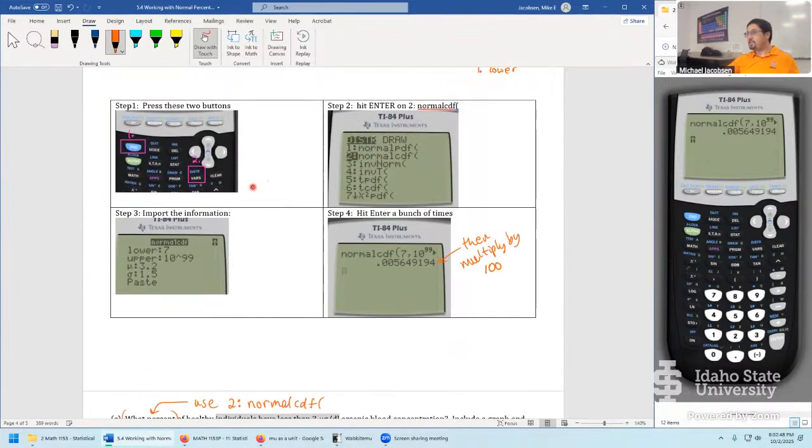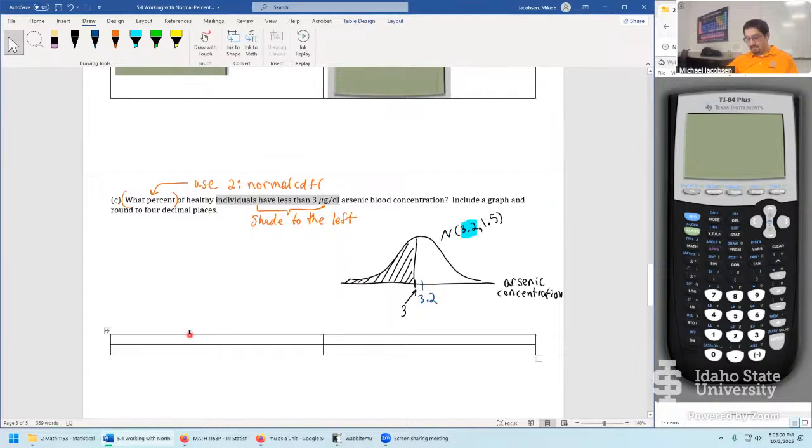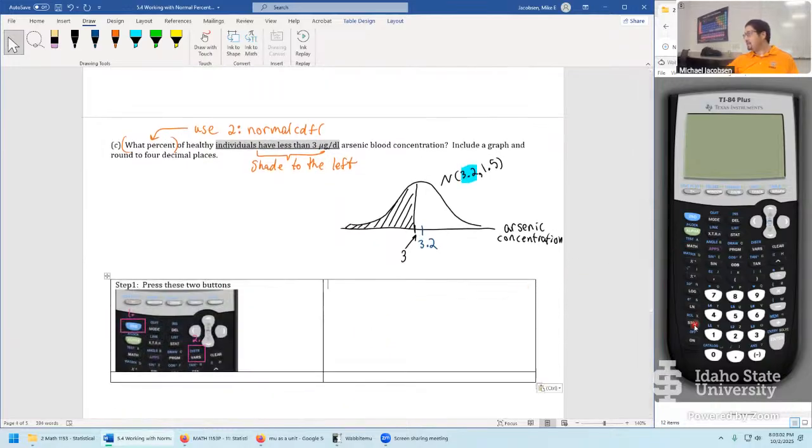Well, step 1 here is still the same, so let's maybe save some time and just copy this in. Geez, that's harder to do than I thought. Okay, here's step 1 once again. You still just hit second and bars, go back in here, because we're finding a percentage, the area percent under the curve to the left of 3. We go to normal CDF once again. So that's our step 2.